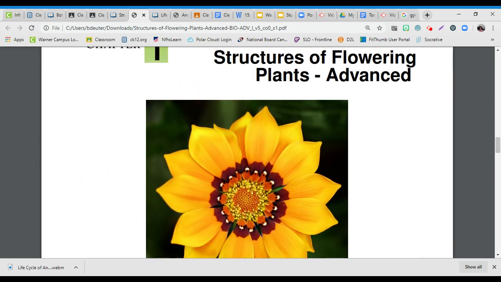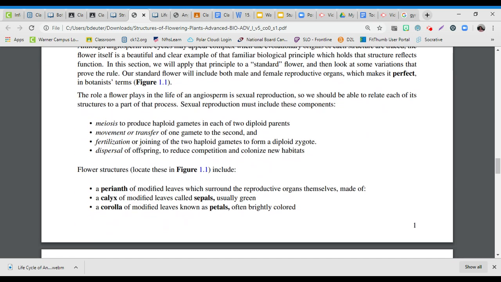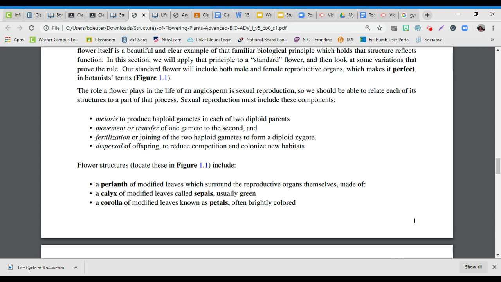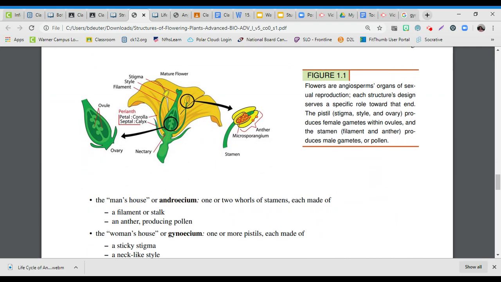This is what we call a perfect plant. Perfect or complete means that it has everything we're looking for, male and female. And then we also have incomplete, or imperfect, which means it only has a male or female reproductive organ. So let's talk about the structures of our flowering plants.